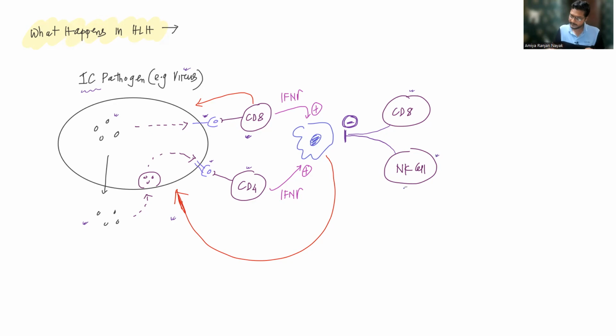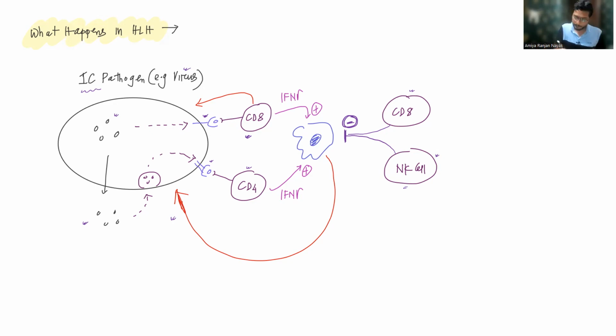Natural killer cells are another type of lymphocyte. Again, I will not go into the details of NK cells in this video. For the time being, you remember that both CD8 plus cytotoxic T lymphocytes and natural killer cells will provide a brake upon the activated macrophage once the function is over. This is what happens normally.